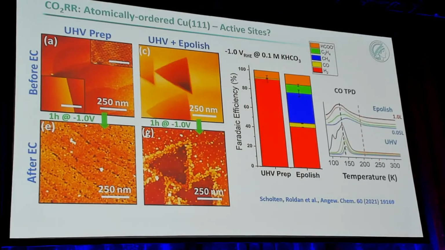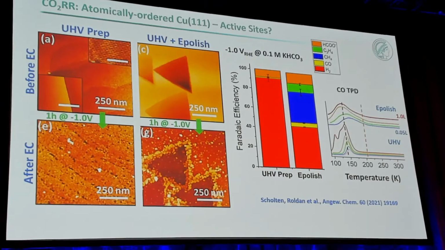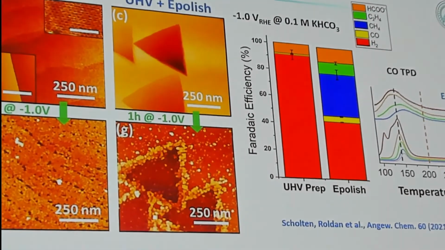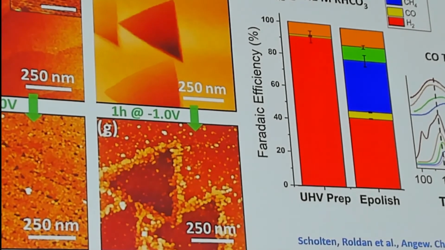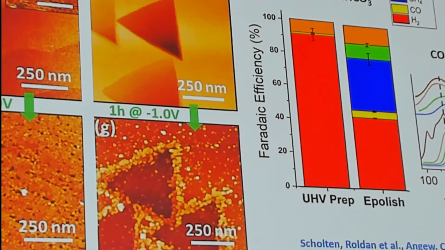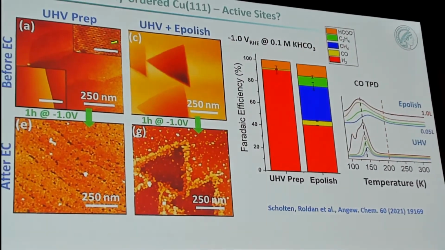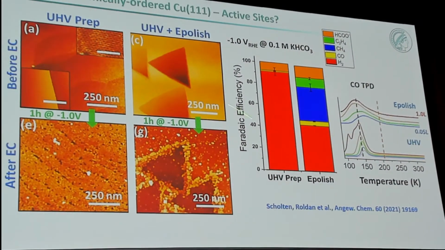You can check why these two surfaces are different, and one of the common intermediates for CO2 electron reduction is carbon monoxide. So we look with temperature programmed desorption at the binding of carbon monoxide to these different initial surfaces, and you can see that on the electropolished surface you see a stronger binding of CO than on the UHV surface. So the initial state of the surface, even though it's changing, is affecting the binding of CO there, and is affecting the selectivity for this reaction.